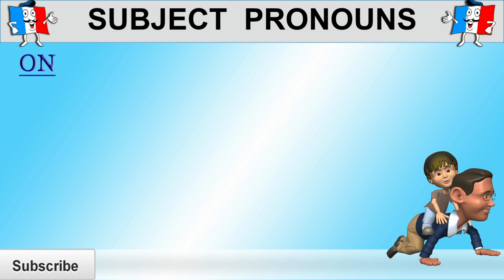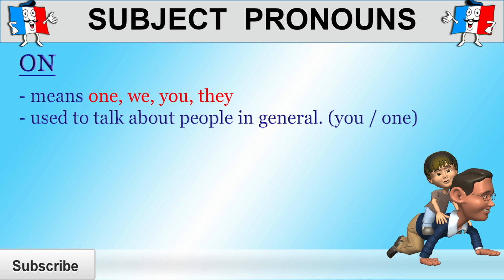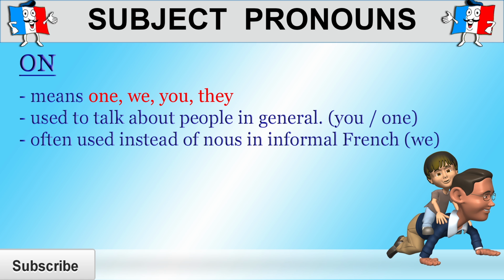Now let's have a look at on. It usually either means one or we, but it can also sometimes mean you or they. On can be used to mean you when you would be used to refer to people in general. On is often used instead of nous in informal French, so on can also mean we.